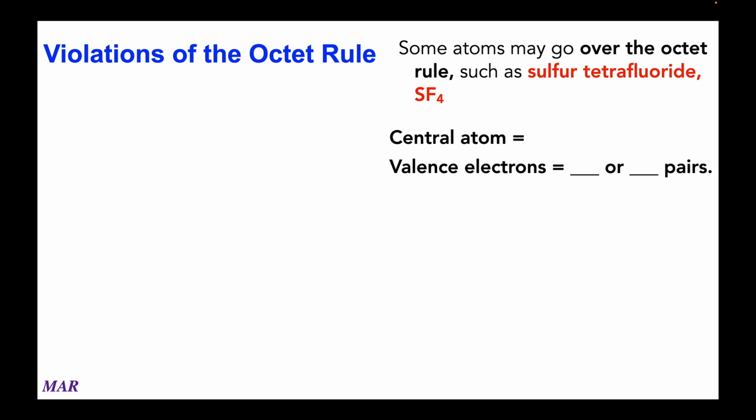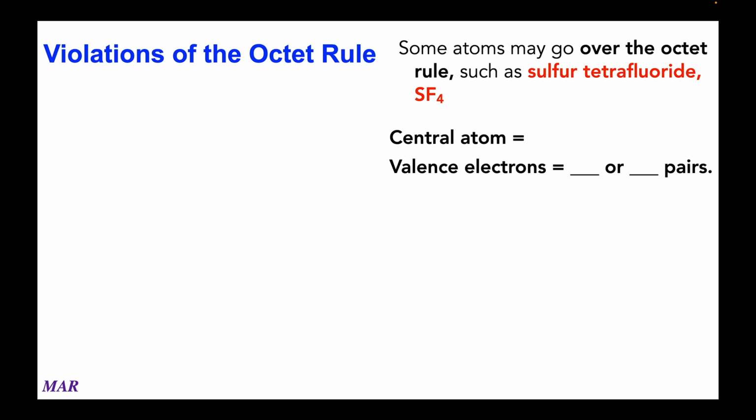Central atom, sulfur, less electronegative than fluorine. Fluorine's the most electronegative of all. Sulfur has 6 valence electrons, fluorine has 7 valence electrons, and there's 4 of them. So 7 fluorine times 4 fluorines would be 28 valence from just the fluorines, plus 6 for sulfur. That's 34 valence electrons, or 17 pairs.